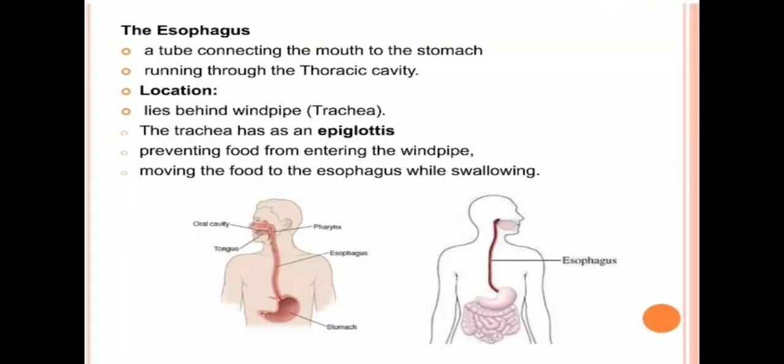Second one, esophagus. It is a long tube connecting the mouth to the stomach. It runs through the thoracic cavity. Location: it lies behind the windpipe, that is the trachea. The trachea has an epiglottis which prevents the food from entering the windpipe and guides the movement of food through the esophagus while swallowing.